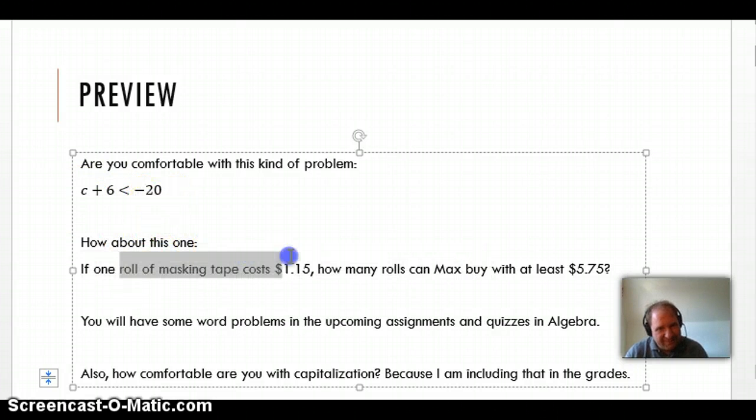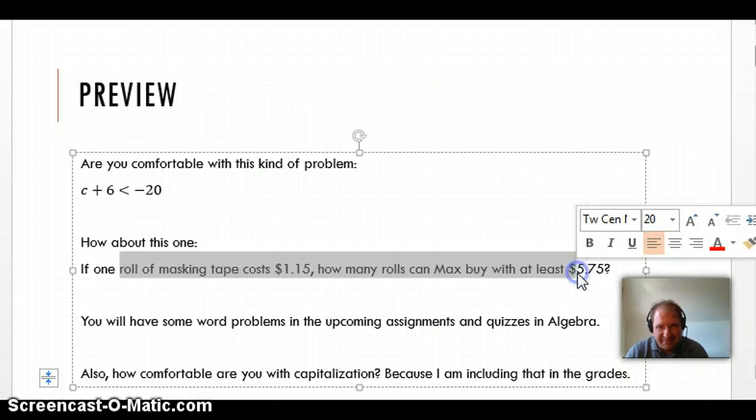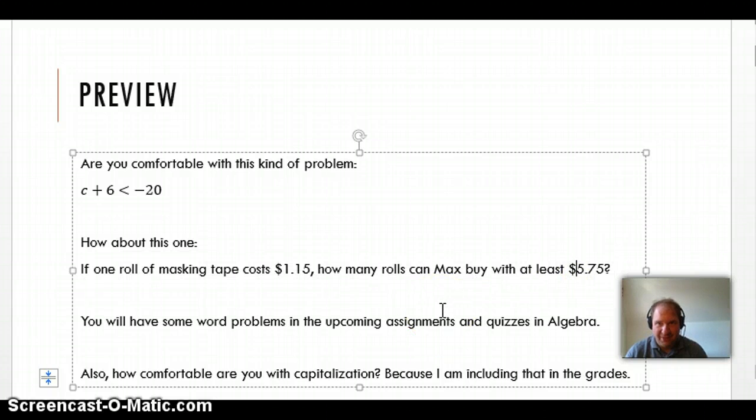But then we start getting problems like this. If a roll of masking tape costs $1.15, how many rolls can you buy with this much? Okay, how do we solve that? Where do we start? You're going to see a lot more of these.